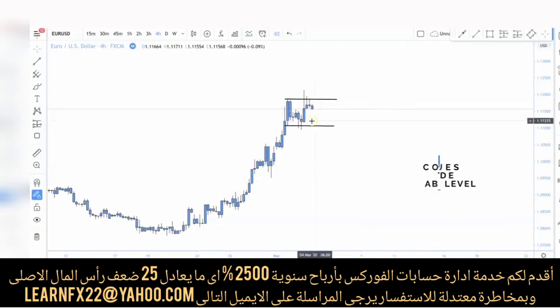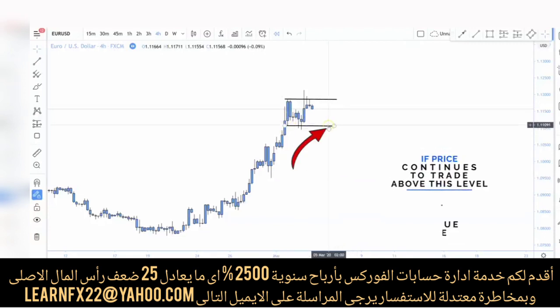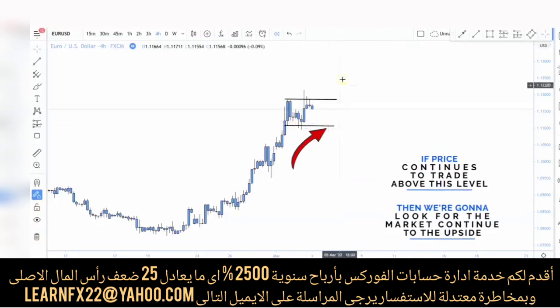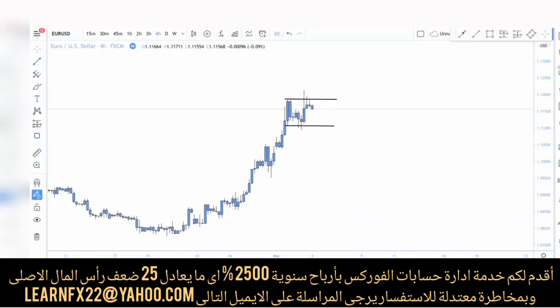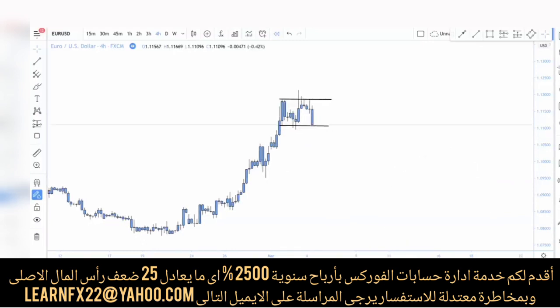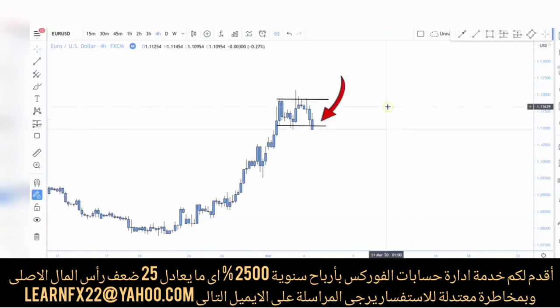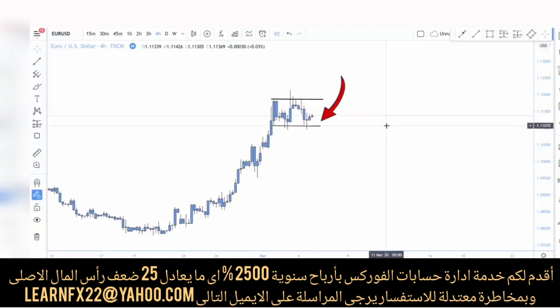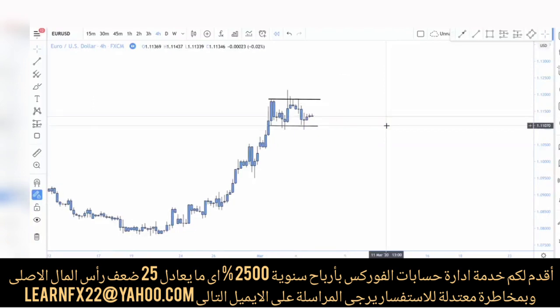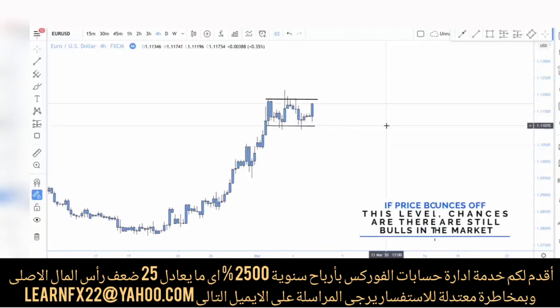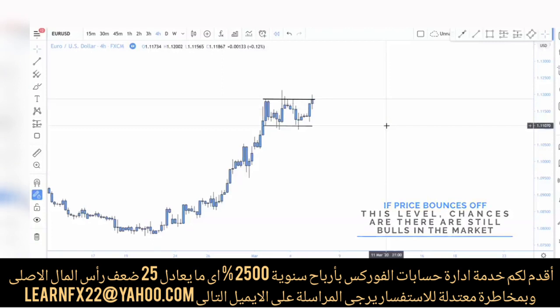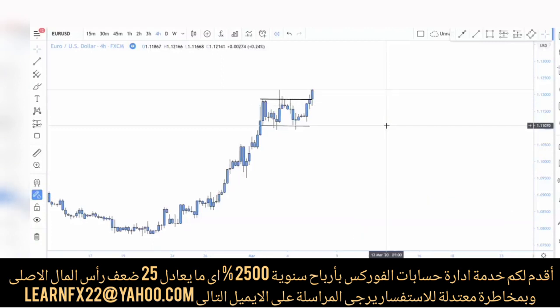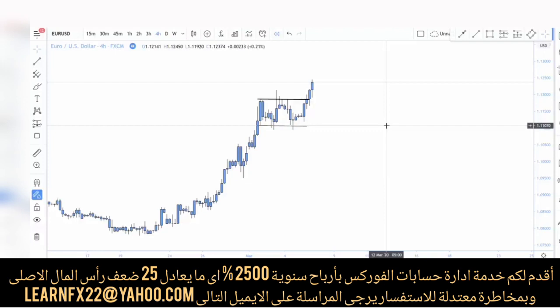Or if price continues to trade above this level, then what we're going to be looking for is for this market to continue to the upside. So now we're just waiting for that evidence and confirmation. Now, taking a sell at the top here is not wise because we have a range where price could come back to and bounce off. If price bounces off of this level, then the chances are that there's still bulls in the market. So what we could suspect happen is the market will continue to go to the upside.